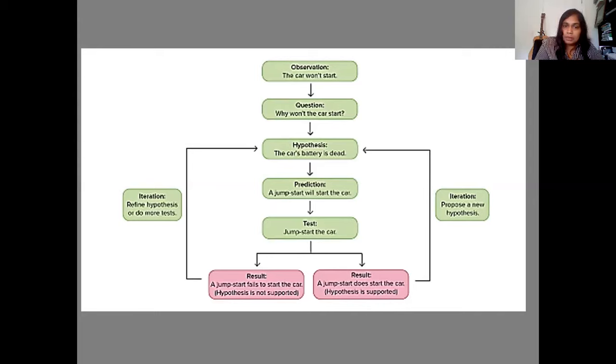Then let's say the jump start fails to start the car, then the hypothesis is not supported. So we have to go back and reverse the procedure. We start again from the hypothesis, like in this picture, and think about a different source of error in the car not starting. So that is the systematic way of solving problems.